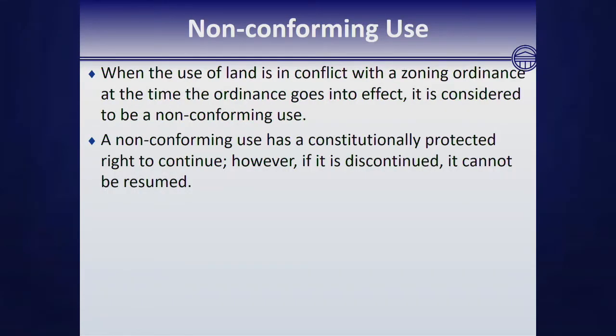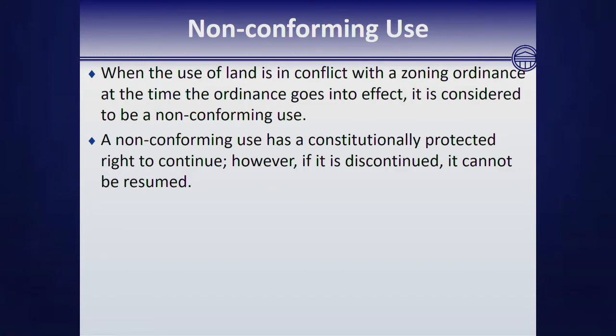Sometimes we have things that are considered to be a non-conforming use, so that when the use of land is in conflict with a zoning ordinance at the time the zoning ordinance goes into effect, it is considered to be a non-conforming use. A non-conforming use has a constitutionally protected right to continue. However, here's the deal. If it is discontinued for 6 months, then that constitutionally protected right to continue is lost. It cannot be resumed.